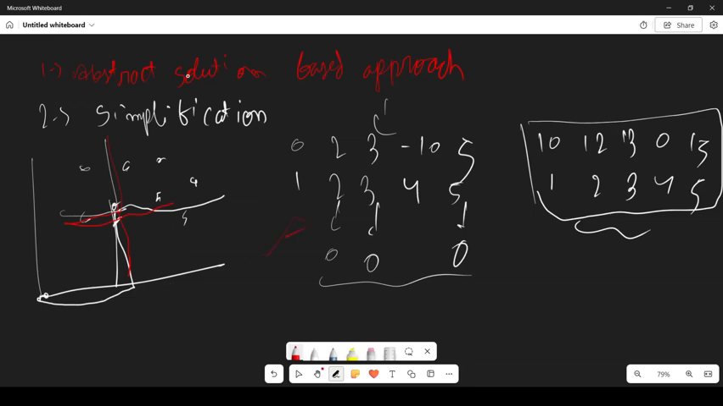But the gist is this: abstract solution, start from backwards, simplification, and that's it. This is how this is solved.